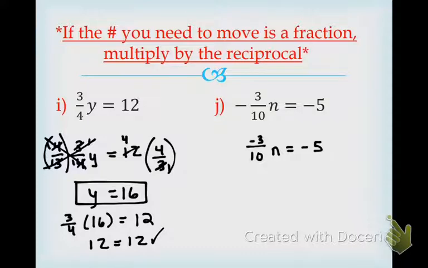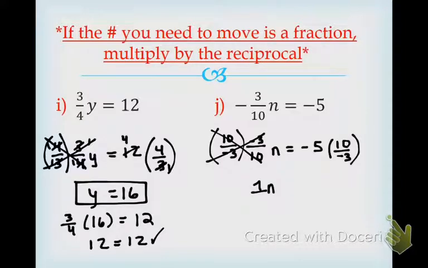I have to multiply by the what? The reciprocal. So what is the reciprocal of negative 3 over 10? 10 over negative 3. All you're doing is switching it. If I do 10 over negative 3 on that side, I must do 10 over negative 3 on this side. Now, 10 over negative 3 times negative 3 over 10 equals what? 1. This cancels out. When you multiply by a reciprocal, it equals 1. So I have, once again, 1n, but I don't need to put my n there.